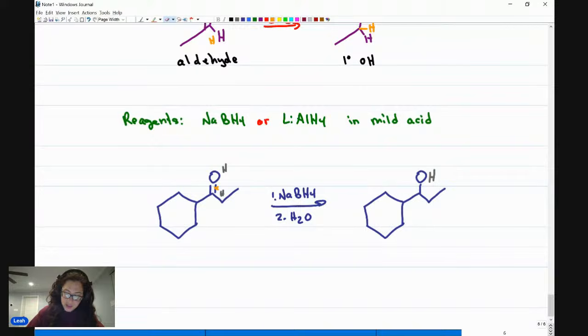That is my reaction. I have a ketone in this case. I reacted it with NaBH4. Then I reacted it with a mild acid workup. H2O is often shown just as it is. And the product is an alcohol at the position that used to have a carbonyl.